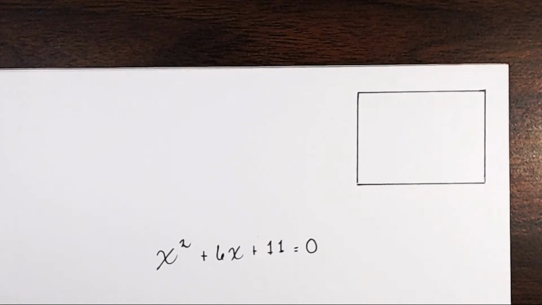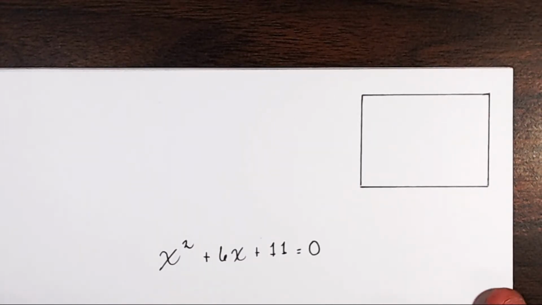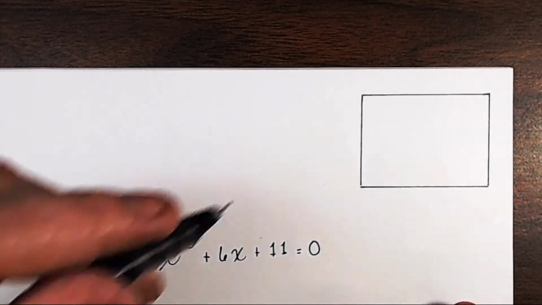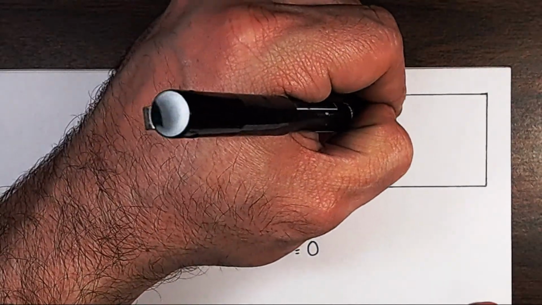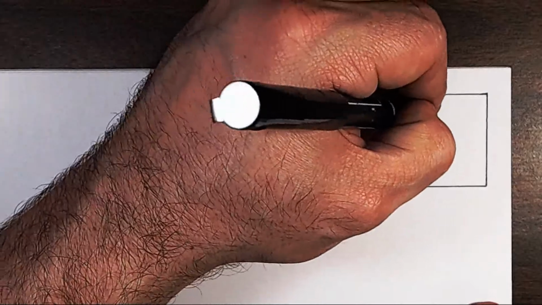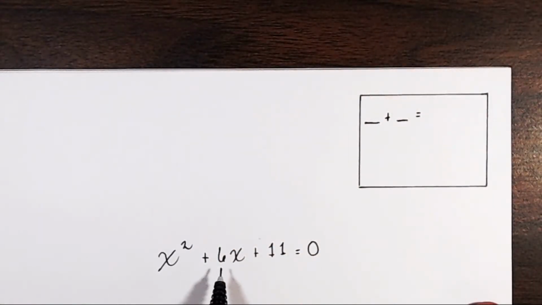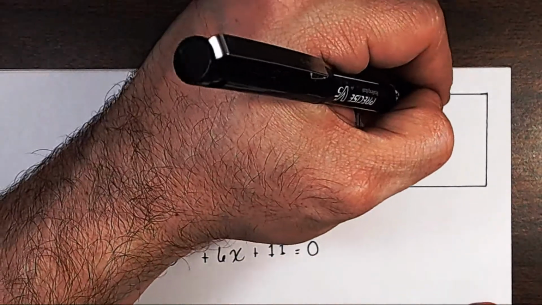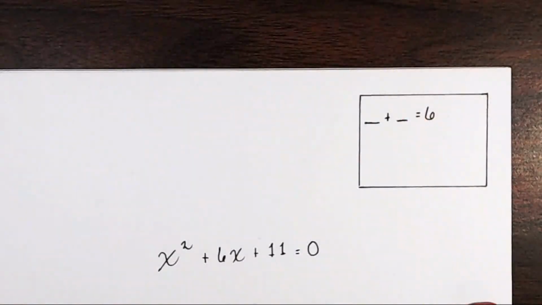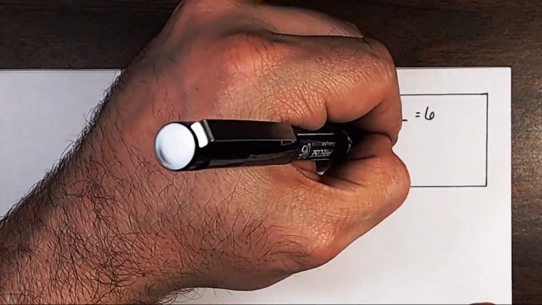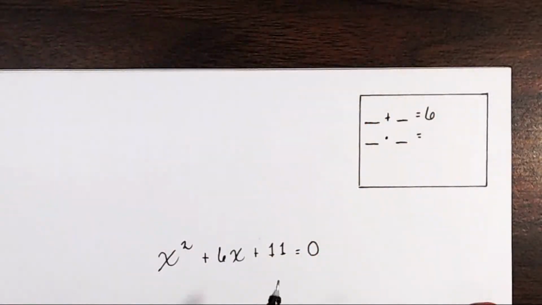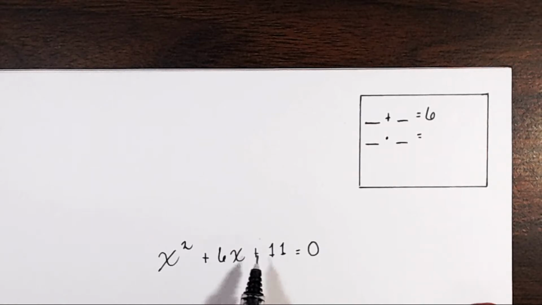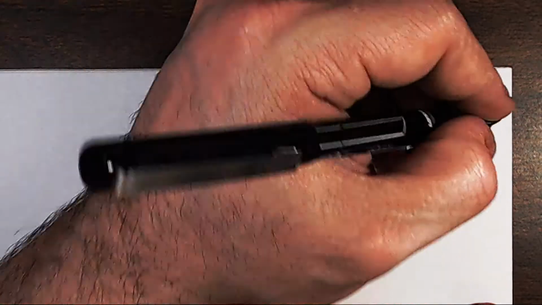So if this were factorable in the normal way with whole numbers, then you would be able to find two whole numbers that add together to equal the middle term of the quadratic equation, which is 6, and those same numbers would multiply together to equal the y-intercept in standard form, or the last term of the quadratic equation, which is 11.